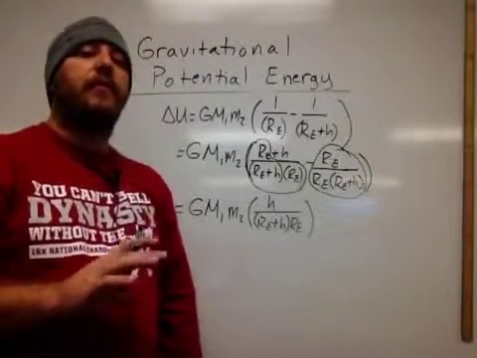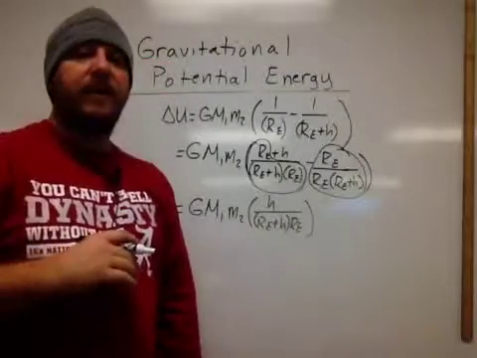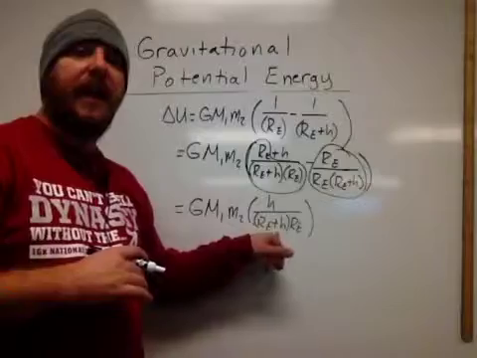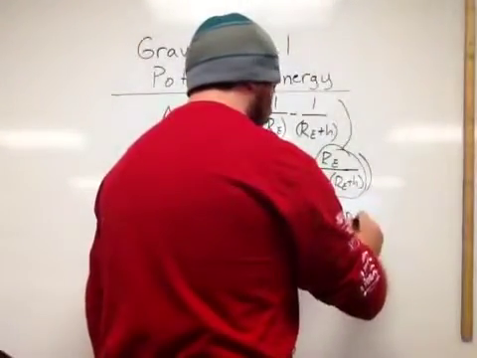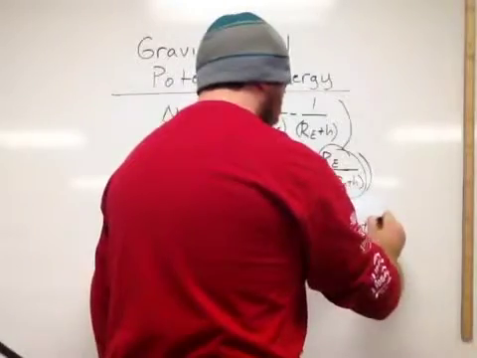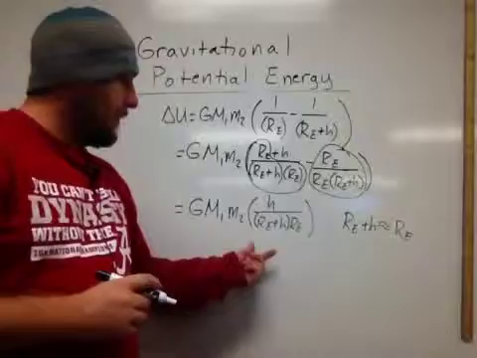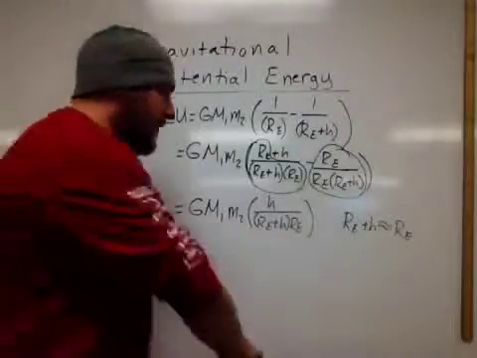Now, what was our assumption? Our assumption was that we're only lifting the object a very short distance above the Earth's surface. And if that's the case, then Re plus h is very approximately Re. And if that's the case, then this is Re times Re, or Re squared.